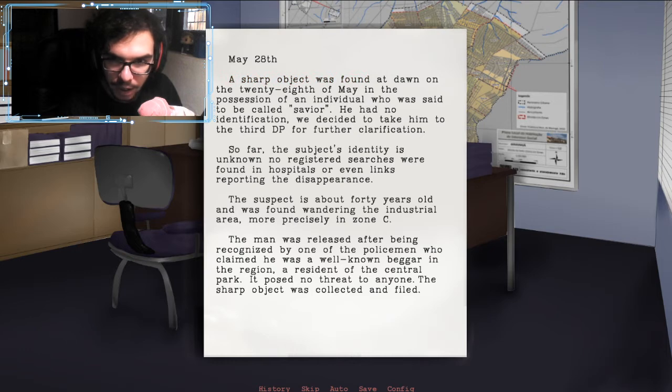Okay. Next, dawn, in the possession of an individual who was said to be called Savior. An identification. We decided to take him to the third Police Department for further clarification. So far, the subject's identity is unknown. No searches were found in hospitals or even links upon the disappearance.